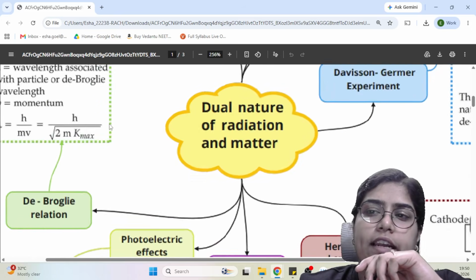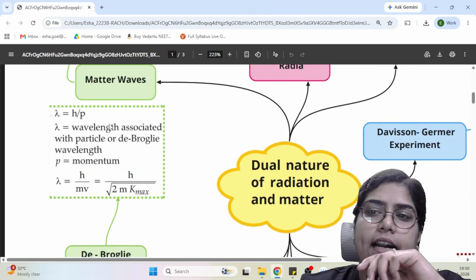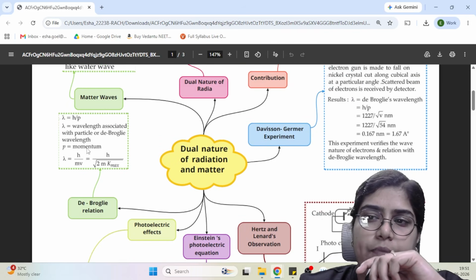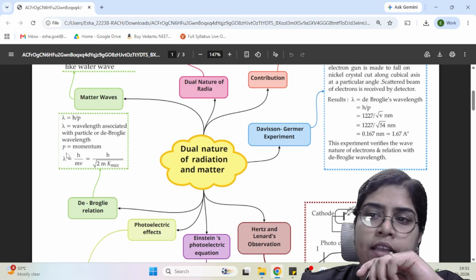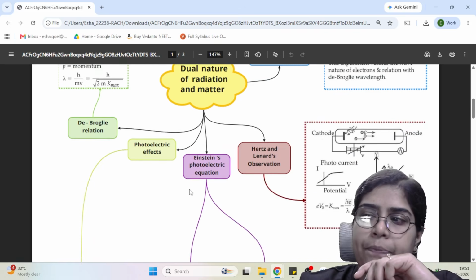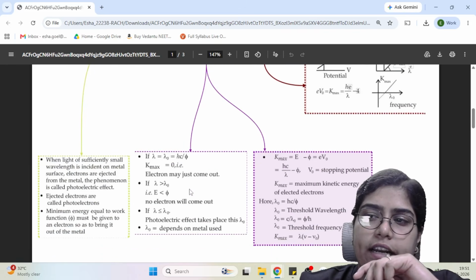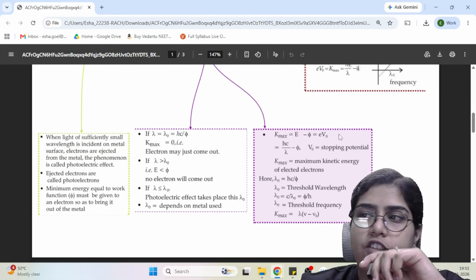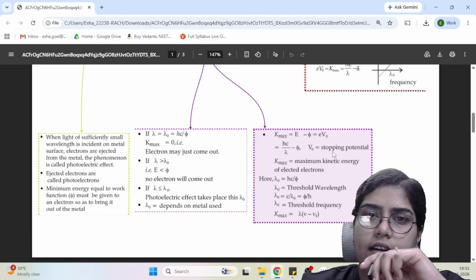For de Broglie relation, most of the time the question comes on calculating the de Broglie wavelength, which is h by p or h by mv. The last formula on the screen is for the wavelength of an electron. Then moving forward to the photoelectric effect and Einstein's photoelectric equation. It was basically maximum kinetic energy is E minus the work function, right?